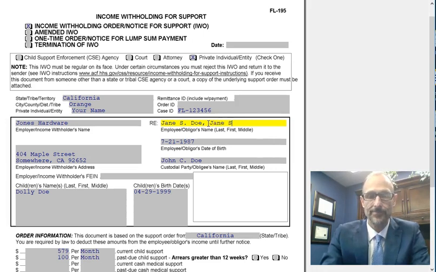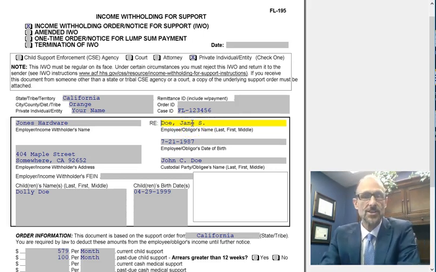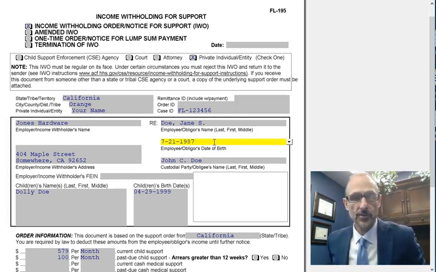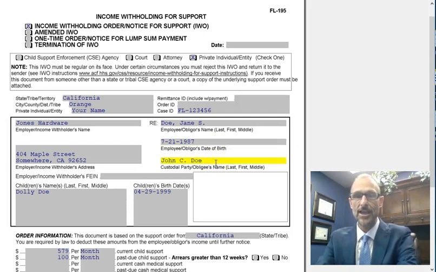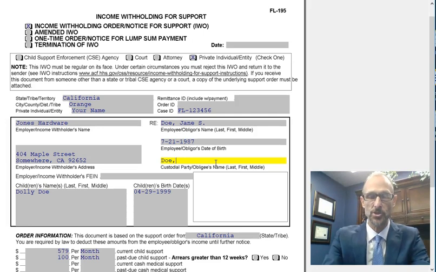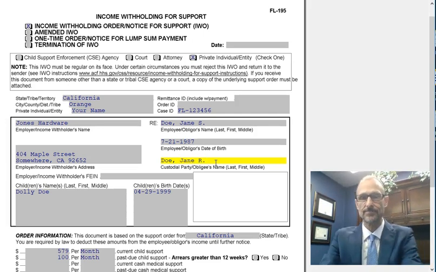and middle initial, last name, first name, middle initial. So put that in there. Then you're going to put in the business's address in the box below their name. Then you're going to put the date of birth of the obligor, the employee, off to the right where it asks for that. And underneath that, you're going to put the obligee's name. So that's the person that is going to be receiving the money. So let's put Jane R. That's who's going to be receiving the money.